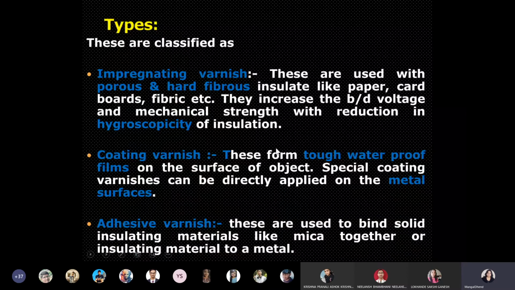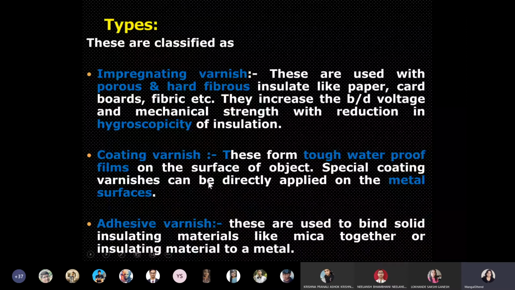When we say porous, it is filled with air, and air is a weaker insulating material than varnish. Varnish is a liquid, and liquid insulating material has higher strength than air. That's the reason impregnation increases the dielectric strength. It also reduces hygroscopicity, because as pores are removed, there is no chance that it will absorb water. So it improves hygroscopicity also.